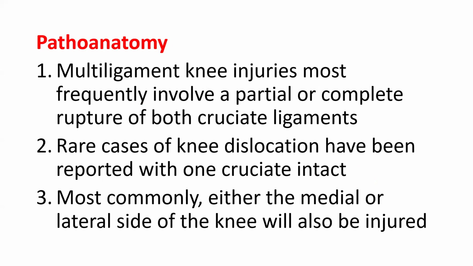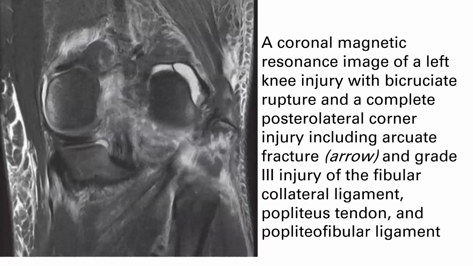Multi-ligament knee injuries most frequently involve partial or complete rupture of the cruciate ligaments. Rare cases of knee dislocation have been reported with one cruciate intact. Most commonly, either the medial or lateral side of the knee will also be injured. Like this is involvement, a coronal magnetic resonance image of a left knee injury with bicruciate rupture and a complete posterolateral corner injury, including the arcuate fracture, as pointed out by the arrow.